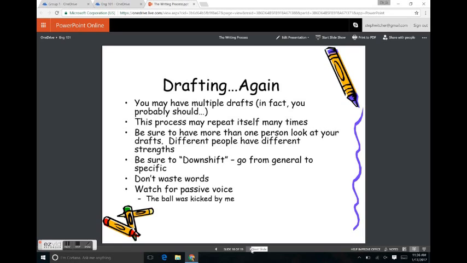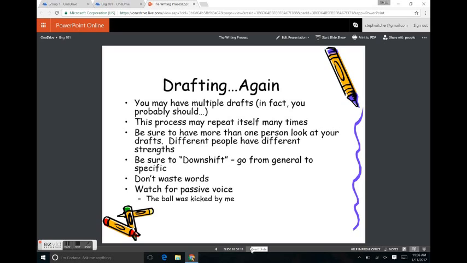Okay? And please keep in mind that you may have to draft again. Just because I've edited, I may find that, oh man, this paragraph didn't work, or I need to revise my tone, something like that. So you may have to draft again. You may have multiple drafts. The longer the paper, the more drafts you probably should have.